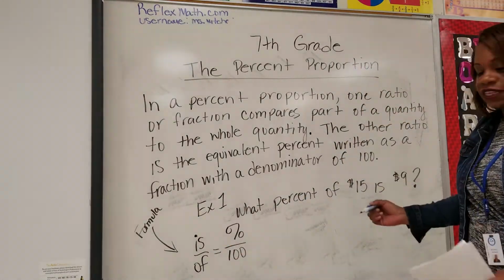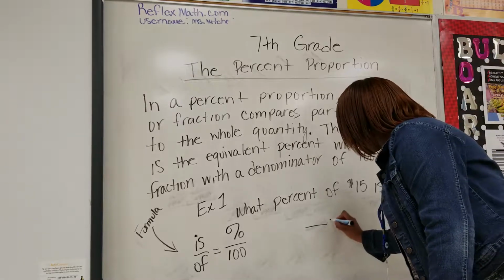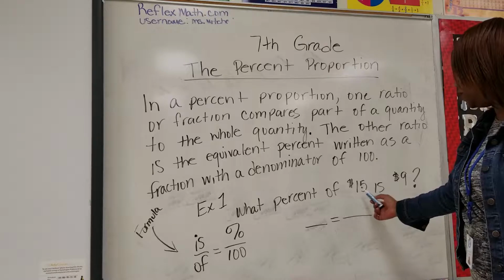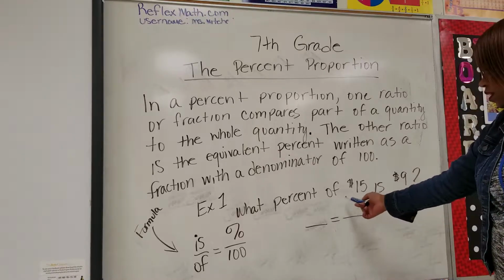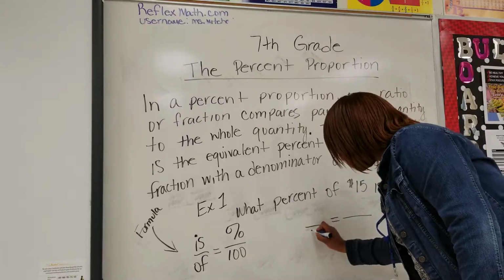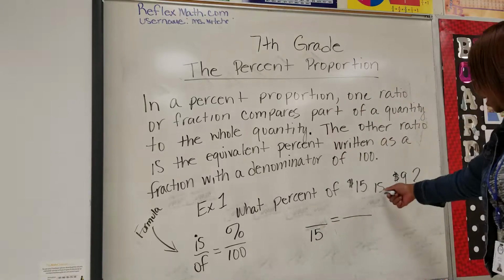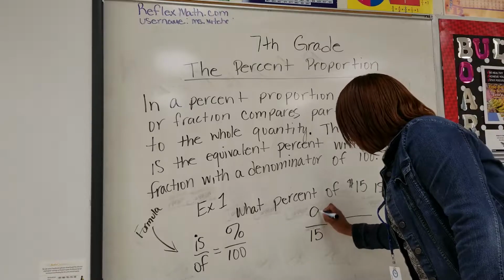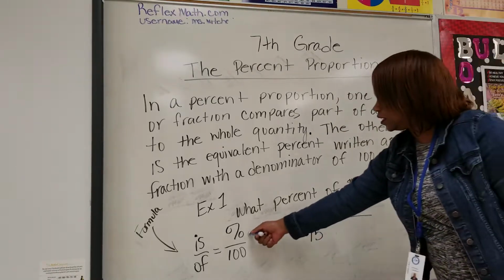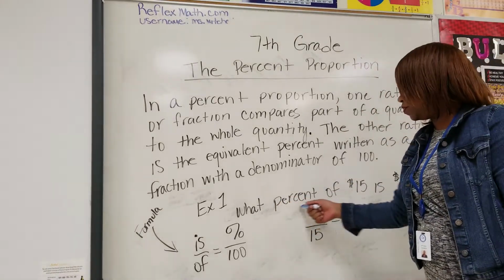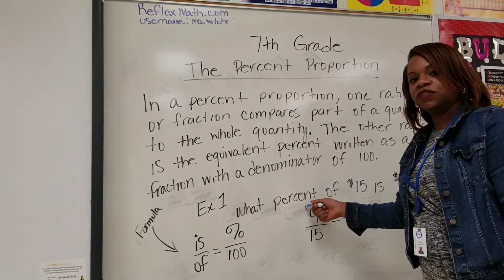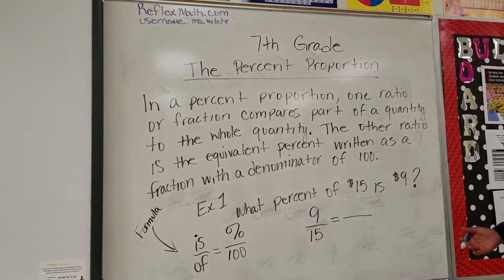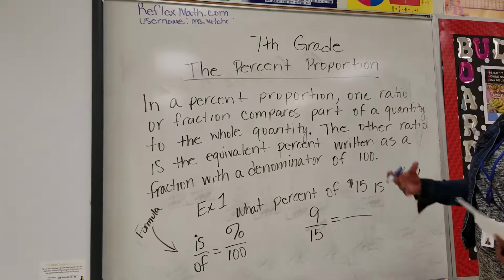So when we plug this in, we have what percent of $15, let's find the of. Where does the of go? Right there. Is $9, and the is right here. Now the percent. They're asking us what percent. So we don't know this. This is the unknown. And we represent the unknown with a variable. And so let's pick x.